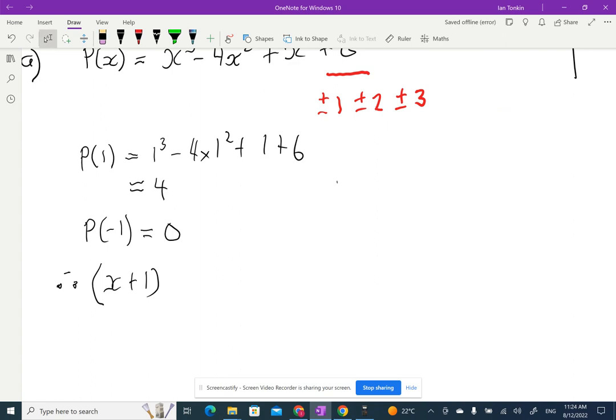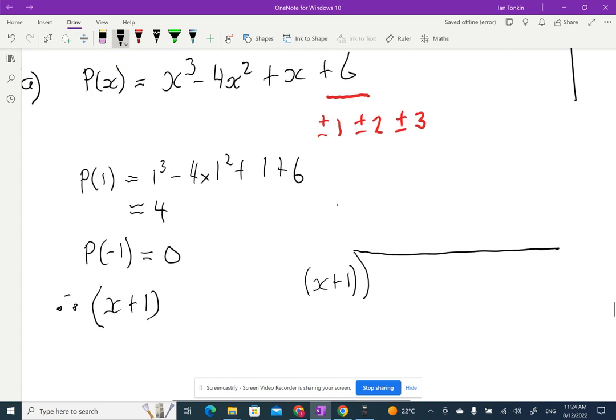Now here's where they say use long division. Okay, so I'm going to use long division. So I'm going to go x plus 1 into my equation, which is x cubed minus 4x squared plus x plus 6. All right, how do I make my leading term look like the leading term here? Well, I multiply by x squared. So I get x squared. I do that multiplication. X squared times x is x cubed. So my leading term looks the same. And x squared times 1 is plus x squared.